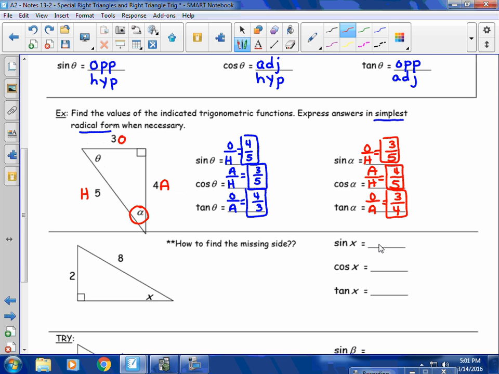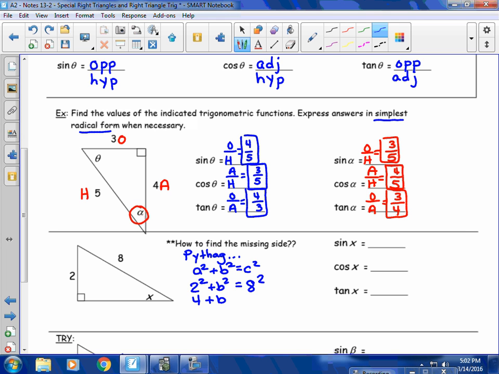Now if you look down at the next one, I've got 2 and 8. I didn't show you the other side. How do I find the missing side? Pythagorean theorem. Right, okay, so Pythag it up. We've got a squared plus b squared equals c squared. What side has to be c squared? That's right, the 8. So it's 2 squared plus b squared equals 8 squared.